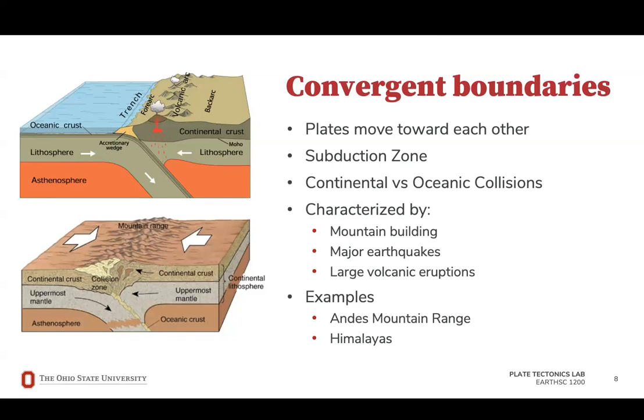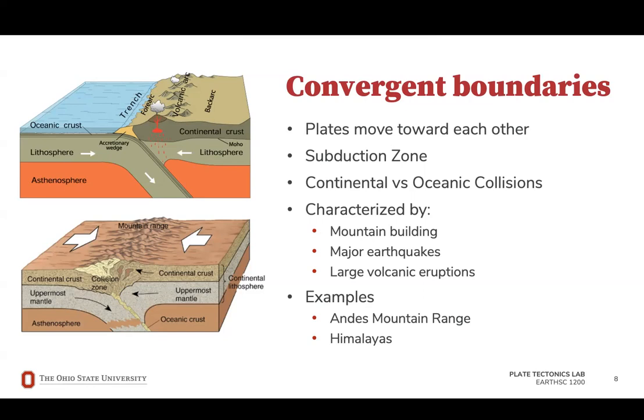There are three different types of convergence: oceanic-continental, where an oceanic plate meets a continental plate, and the subduction of the oceanic plate results in volcanoes on land on the continental plate. An example of this would be the Juan de Fuca plate subducting underneath the North American plate to create the volcanoes that we see on the northwestern portion of the United States.